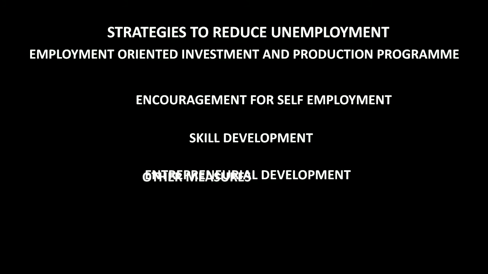The other measures include an increase in the number of employment exchanges, reduction in economic inequalities, initiating different types of small work suitable for different seasons, creating employment opportunities suitable for women, etc.